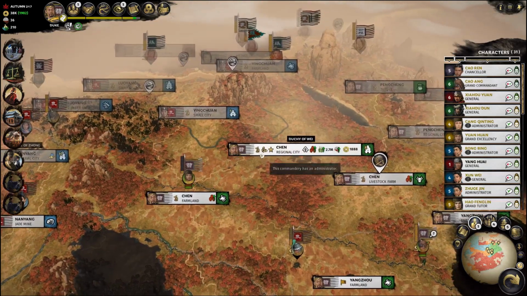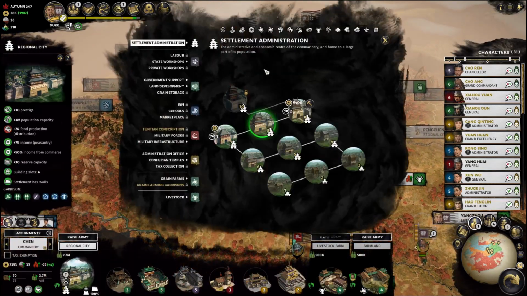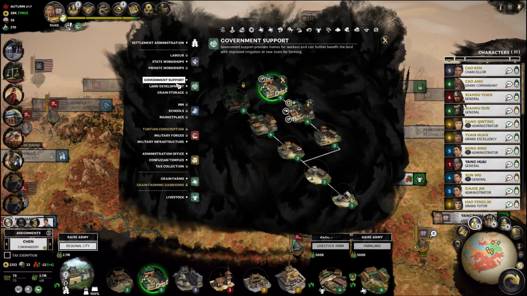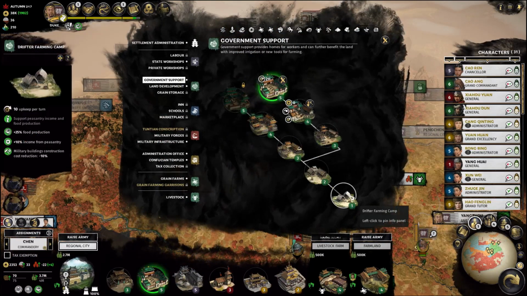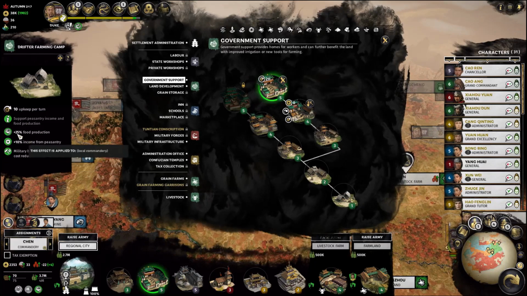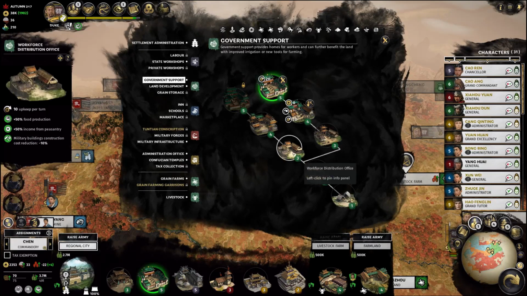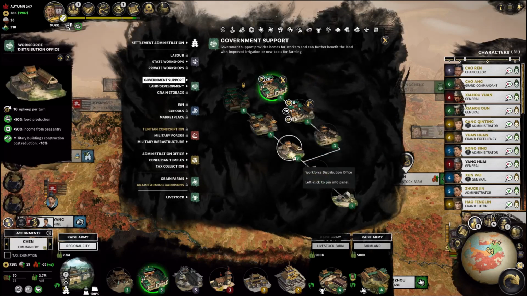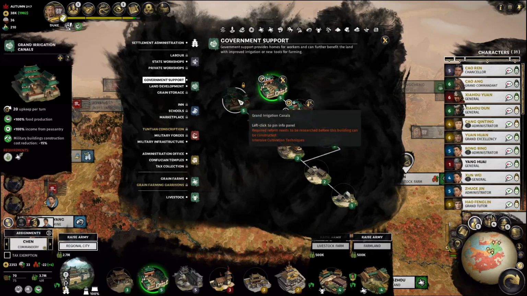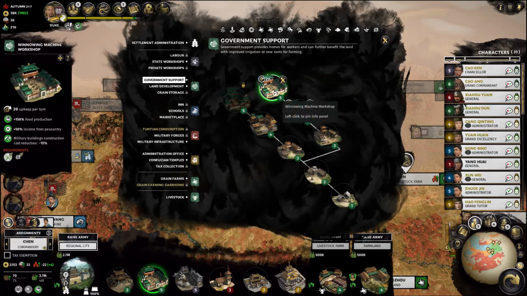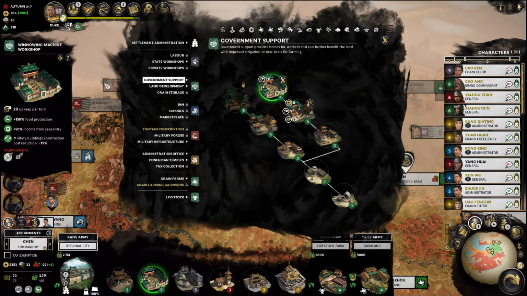So let's start with the castles. You have the government support tab, which gives you the chain that gives you bonus for food production and income from peasantry. The higher you go, the bigger the bonus. As you can see, it splits into left and right, and I would recommend you to always go right. And I will explain now why.